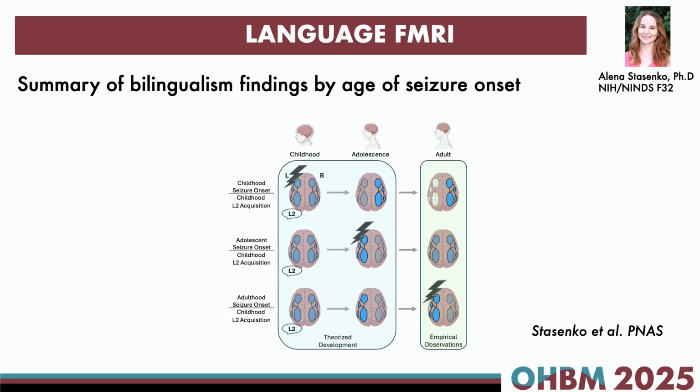So for L2, this is specifically for L2, if your onset is in childhood for your seizures, you are much more likely to have a right lateralized pattern as an adult. For L2, if your onset is in adolescence, could be more bilateral or mixed. And if your onset is in adulthood, you're more likely to stay left. I should say this paper is coming out in PNES soon.